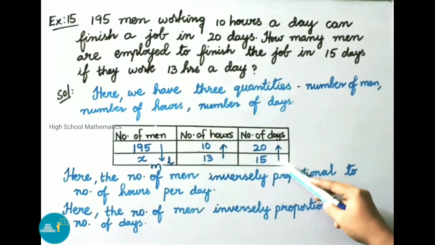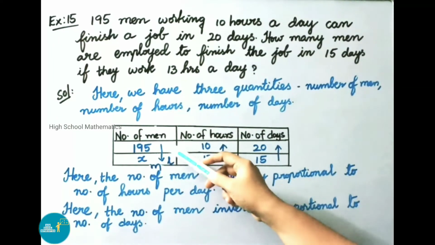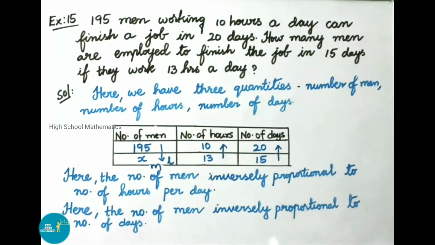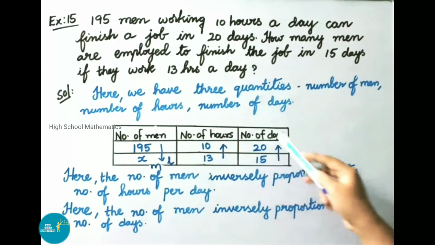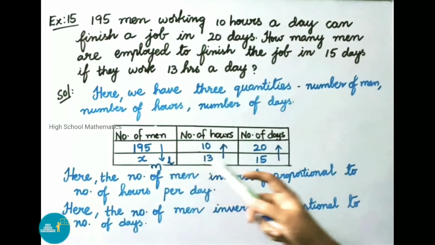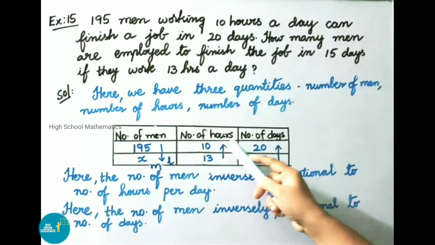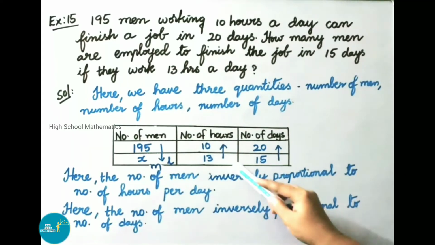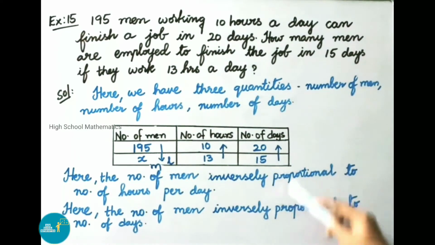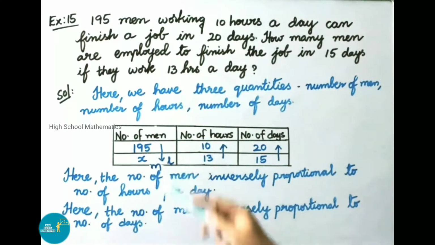So that's why we represent them with the opposite arrow to the first one. For the number of men we place a downward arrow. The other two are inversely proportional, so we place an upward arrow. Here the number of men depends upon the number of hours and the number of days. We have to find the compound ratio for the number of hours and the number of days, that is 13 is to 10 and 15 is to 20, which is equal to the ratio of the number of men, that is 195 is to X.